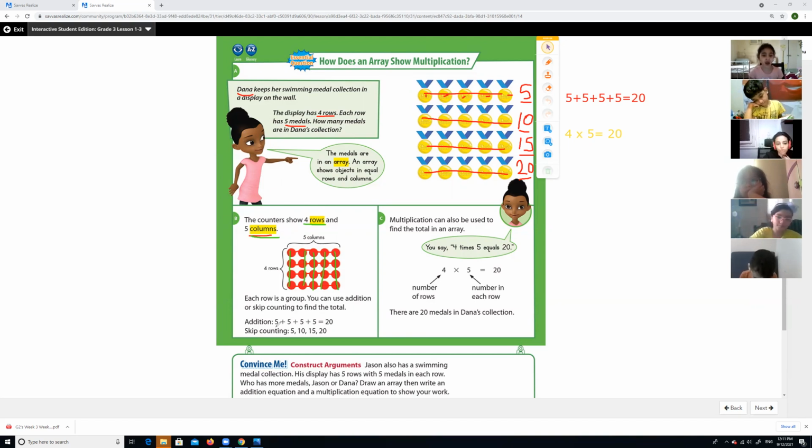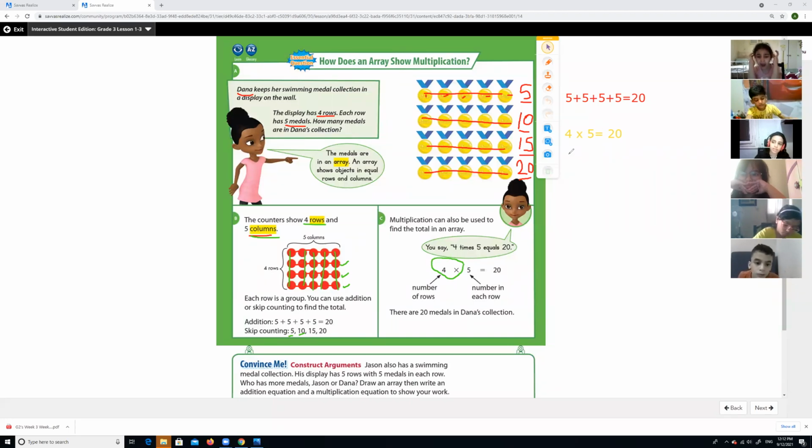Talia wrote the addition equation. We wrote 5 for each row. 5 plus 5 plus 5 plus 5 equals 20. Also, I can use skip counting. In each row, 5 medals, so I will start with 5. Then I will add 5 for the second row. It will give me 10. Add 5 again, 15. Add 5 again, 20. So I skip count by 5. How many times? 4 times.